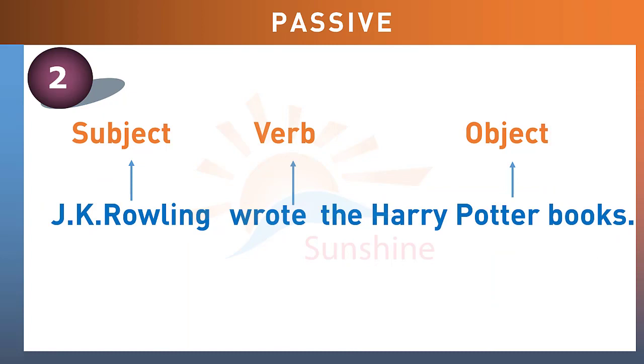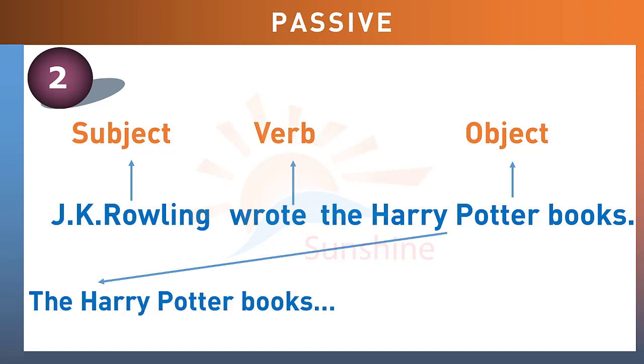Step 2 is to move the object of the active sentence and change it to the subject of the passive sentence. So let's take the object, the Harry Potter books, and put it at the beginning of the sentence as the subject.